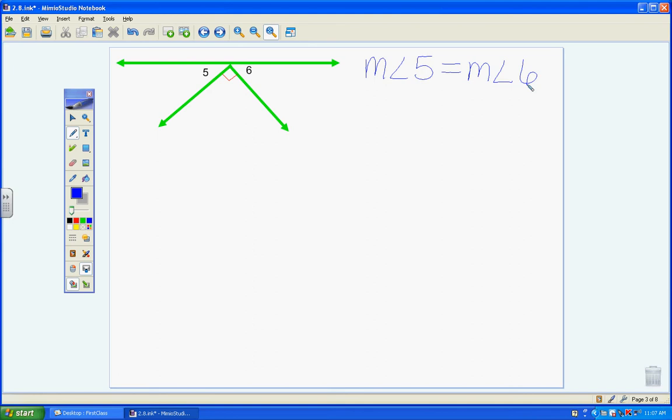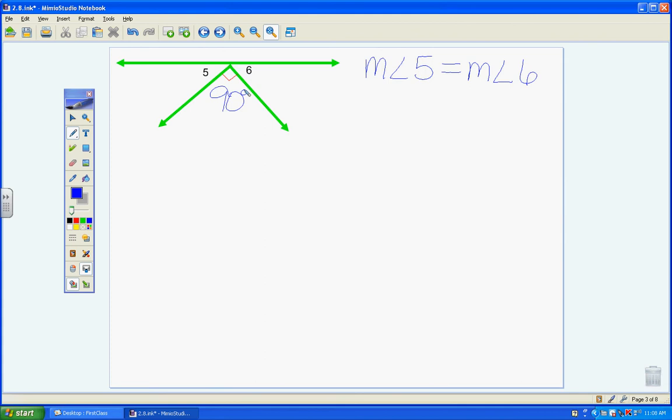So what's the angle in the middle? 90. I know it's 90 because there's a little red box there. Okay, so what do I know about all 3 of these angles? They make a straight line, right? So they got to equal 180. Well, if I've already got 90 degrees for just this one, how much is left to split up between angle 5 and 6?